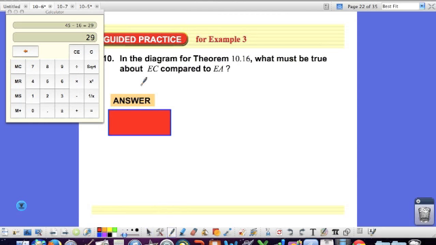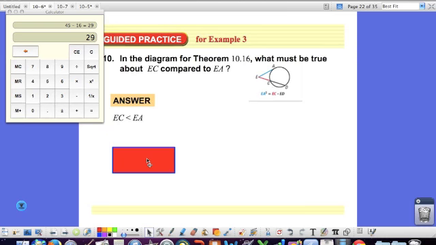And for the last problem, in the diagram for theorem 10-16, what must be true about EC compared to EA? So I've gone back and taken an image of EA there so that you can look at it and see if you notice here that EC has to be less than EA.